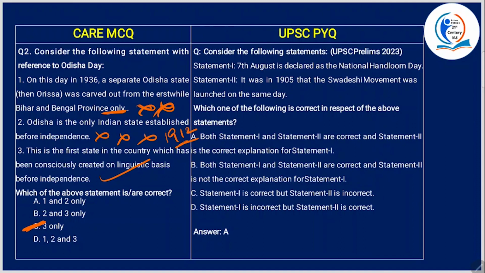Now consider the following statements. Statement 1. 7th August is declared as National Handloom Day. This is correct. Statement 2. It was in 1905 that the Swadeshi movement was launched on the same day. Yes, because of this National Handloom Day was declared on 7th of August. And in the year 2023, the theme was Handlooms for Sustainable Fashion. All right. So both 1 and 2 are right, and statement 2 was the correct explanation of statement 1. All right. So this is the right answer.